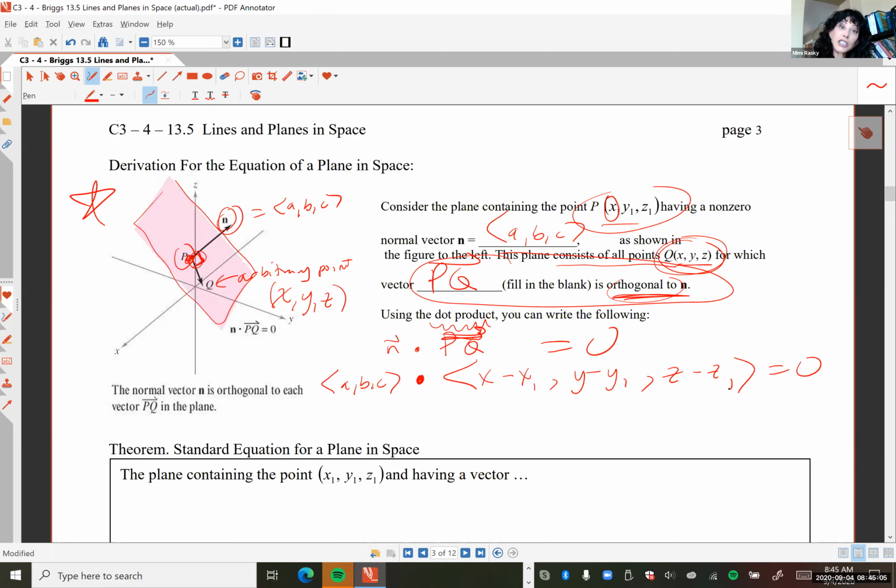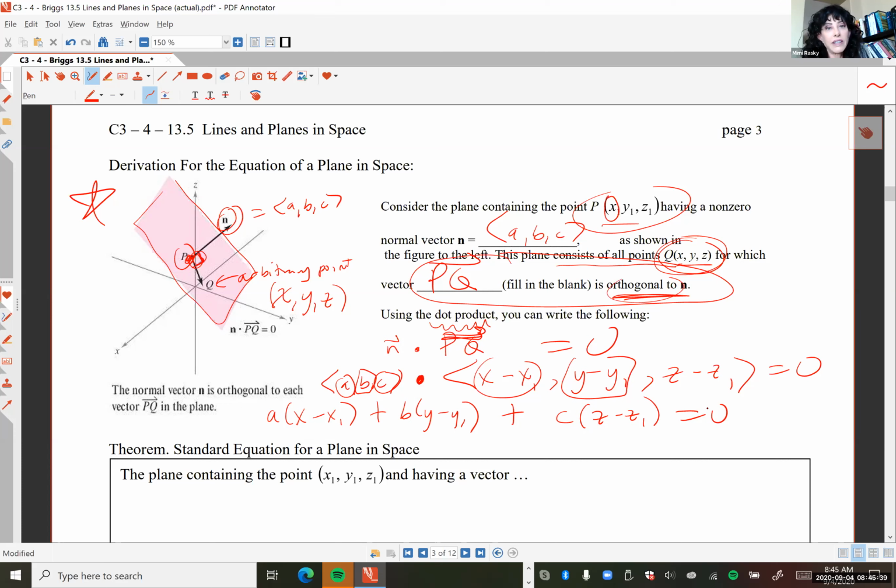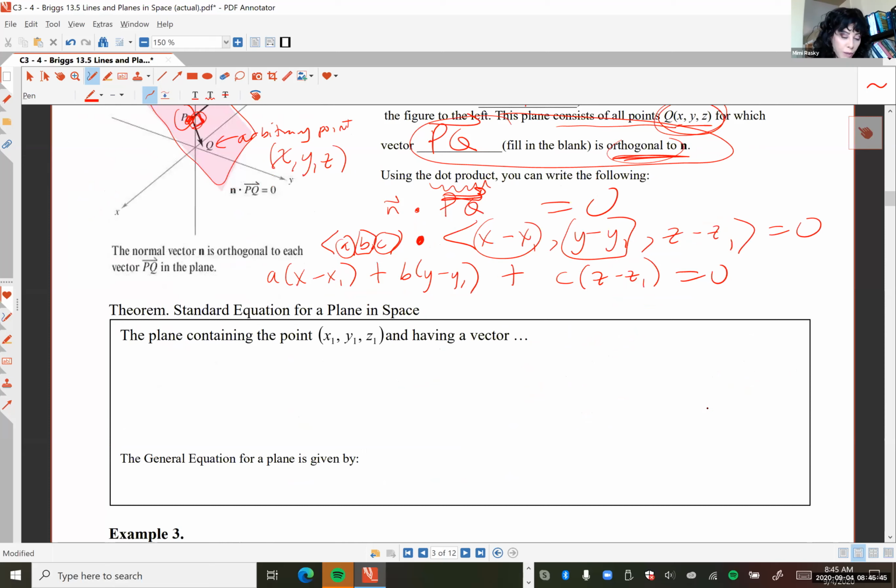And now let's actually do the dot product, because we're constructing the equation for our plane. This is how you do it. You're going to multiply this component with the other component. So A multiplied by the quantity X minus X1, plus now you're going to multiply the Y components, B times Y minus Y1, plus C times Z minus Z1, and this is equal to 0. And folks, we're pretty much done, but you're probably not going to give me the answer like this unless I ask for it, of course. But this is known as the standard equation for a plane in space.